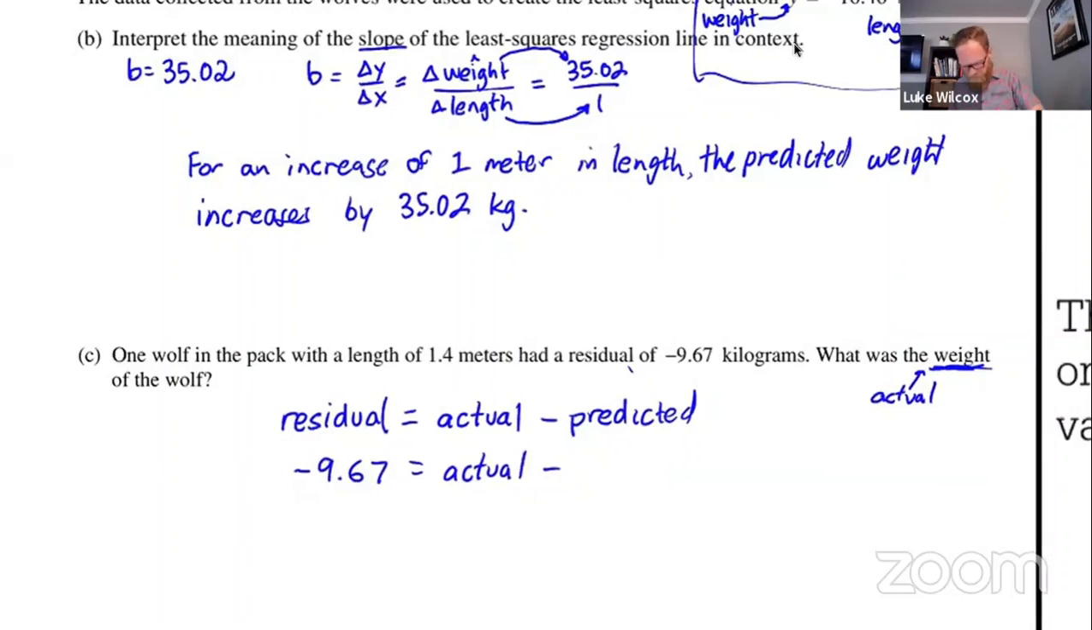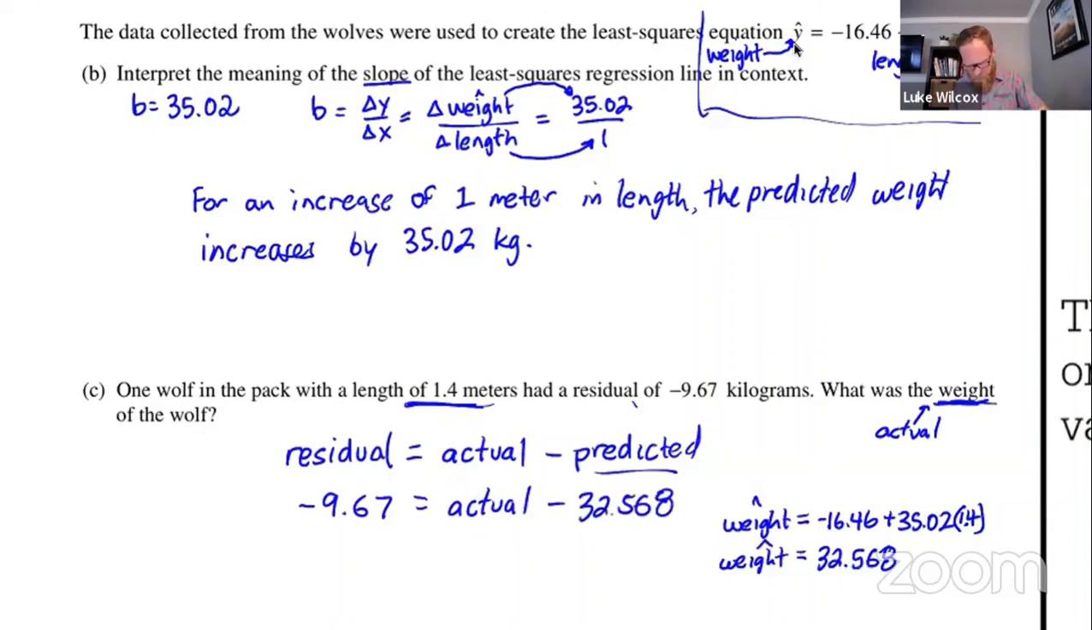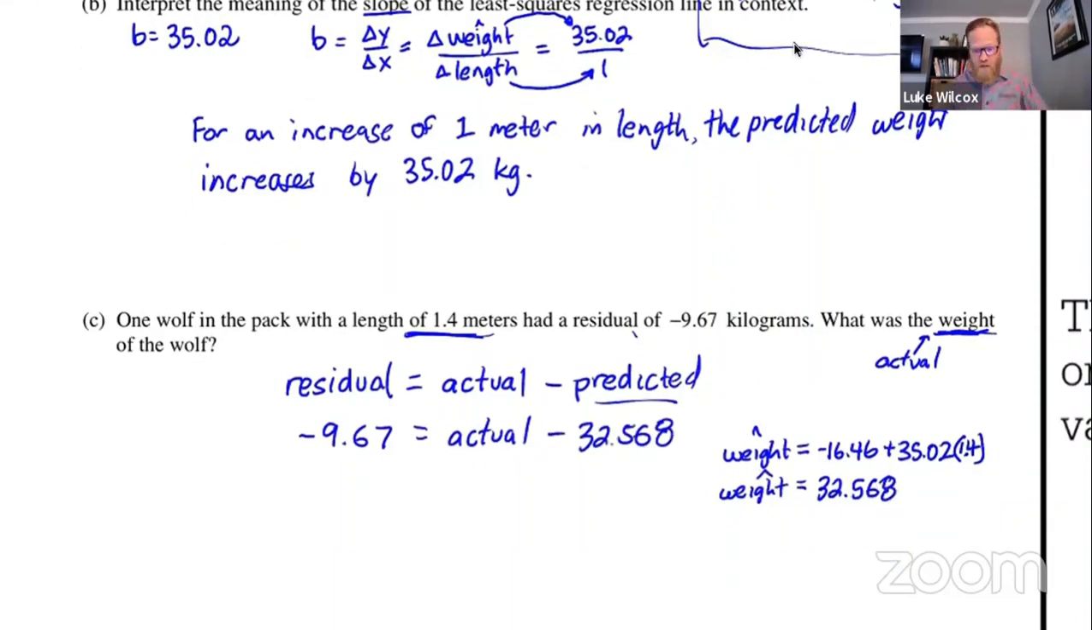What I need is the predicted weight for this particular wolf. And according to my equation up there, I've got negative 16.46 plus 35.02 times the length. And I know we're dealing with a wolf that has a length of 1.4. So I just plug in 1.4 for x. And if you plug that into your calculator, you're going to get 32.568 as the predicted weight. And that is exactly what we can now plug in for our predicted weight. It is 32.568. And we are left with a very simple algebraic equation to solve here.